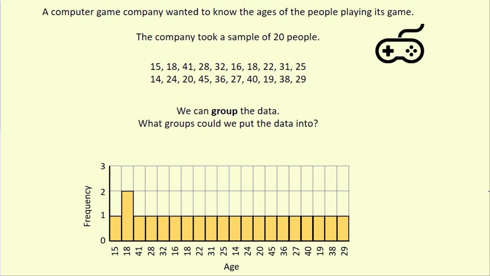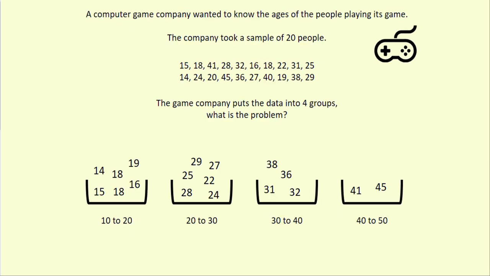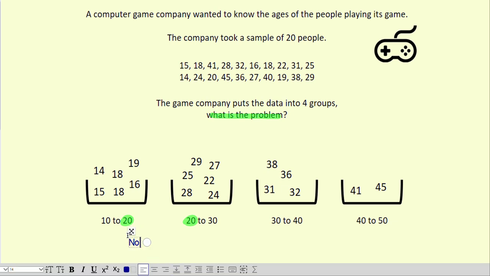Now, how you group the data is important, and there's a few key things that you need to know. So we could, for example, do 10 to 20, 20 to 30, 30 to 40, and 40 to 50. But as I've said here, there is a problem. And the problem is what we call an overlap. You cannot have an overlap when you're grouping data, okay? So no overlap. The reason you can't have the overlap is you wouldn't be sure which category to put the 20 into.